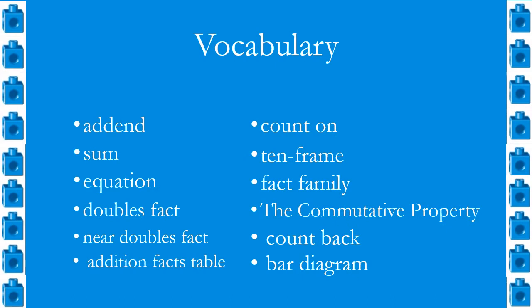Quickly, to review our vocabulary, we have addend, sum, equation. For it to be an equation, what does it need? It's only an equation if we have an equal sign, with something on both sides of it. We have a doubles fact, a near doubles fact, an addition facts table, and we know that we can count on, use a 10 frame, a fact family, the commutative property, there's that big term again, count back, and our bar diagram. Remember all of these are going to come back to help us when we need them.